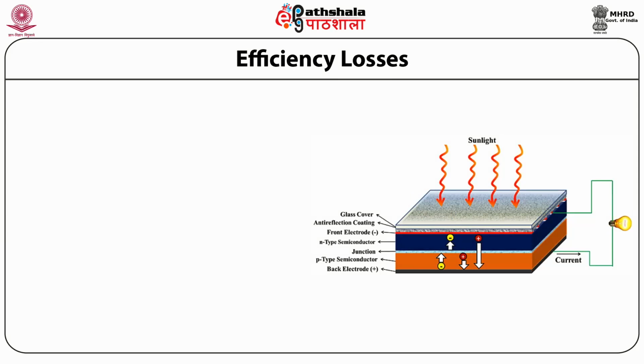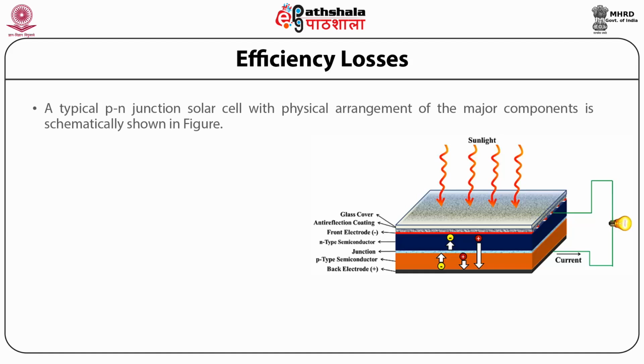Efficiency losses. Now students, let us discuss the mechanism behind the losses of efficiency. A typical PN junction solar cell with the physical arrangement of the major components is schematically shown in the figure. The PN junction produces an inherent electrical field separating the charges created due to the absorption of sunlight.